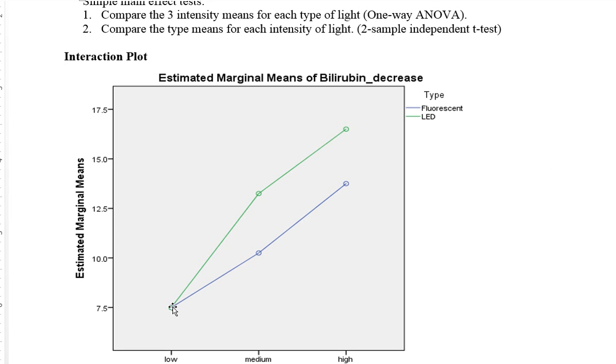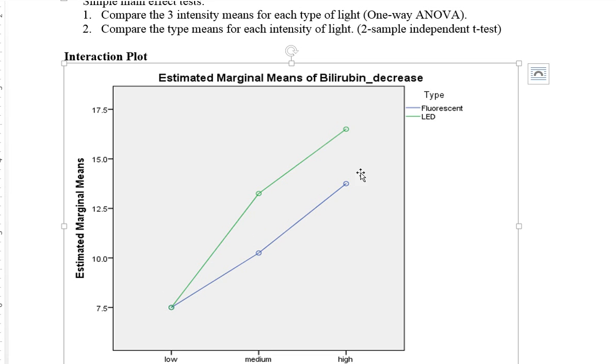So notice that fluorescent light alone, as intensity increases, then this is the mean drop in bilirubin on the vertical, and we've got low, medium, and high intensity. So as intensity increases, we can see that bilirubin levels decrease. Well, the amount of bilirubin that's cleared increases. And then the same thing for just LED, the amount of bilirubin cleared from the body increases. But notice here that they're not statistically different at low intensity, but they might be statistically different at medium intensity and high intensity. So that's one thing we've got to analyze.